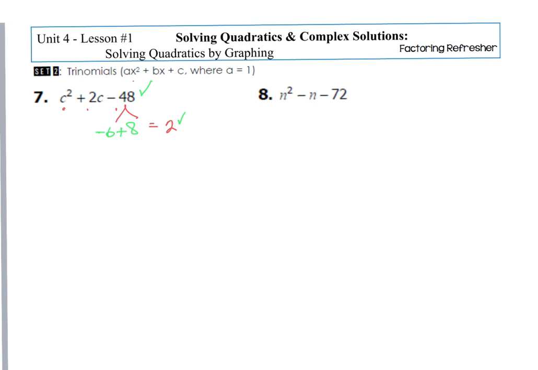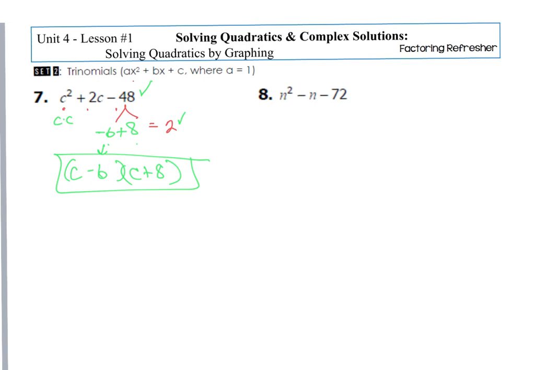If I had made the 8 negative and the 6 positive, we would have gotten negative 2, which would not be exactly right. And it does need to be exactly right to work. So I have found the right two factors, negative 6 and positive 8. So we make two sets of parentheses. If I'm dealing with c squared, that would be a c times a c. So I put one c in each set of parentheses, and I drop in my two factors, minus 6, positive 8. Or if the order was reversed, that would be the same thing as well.